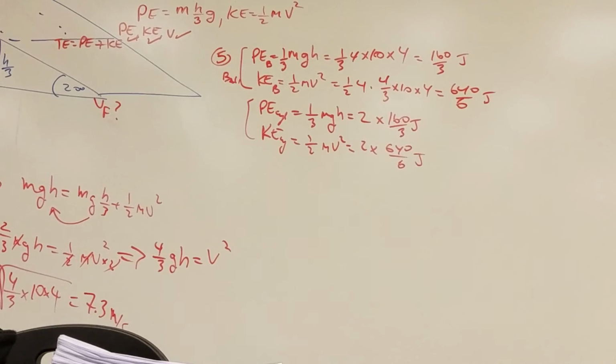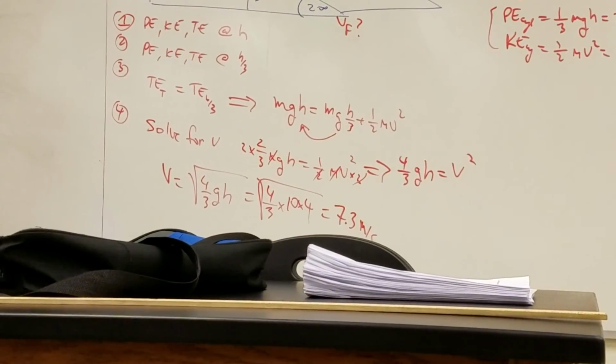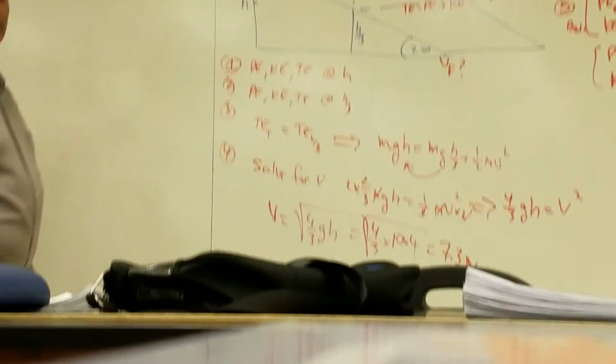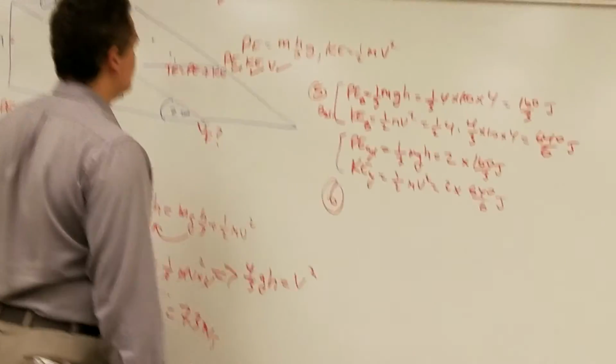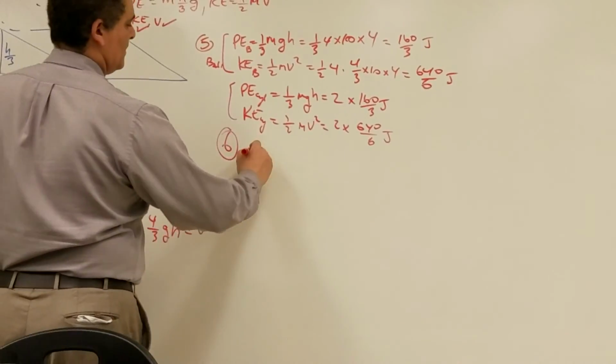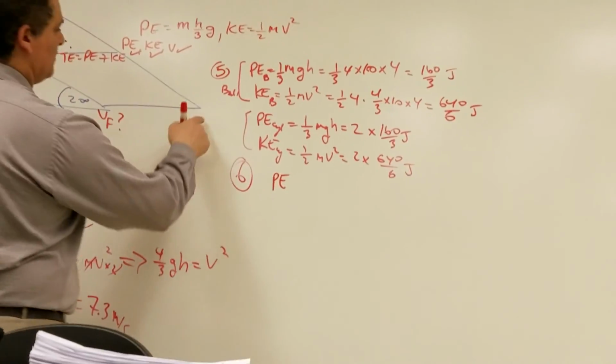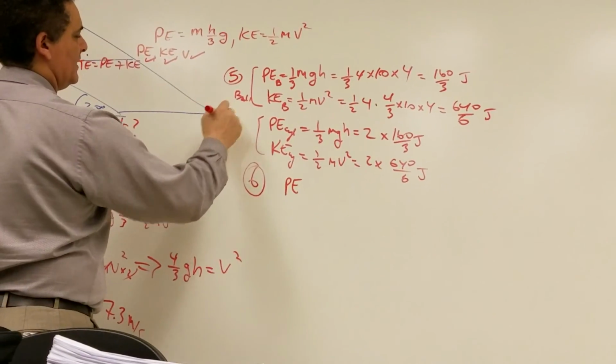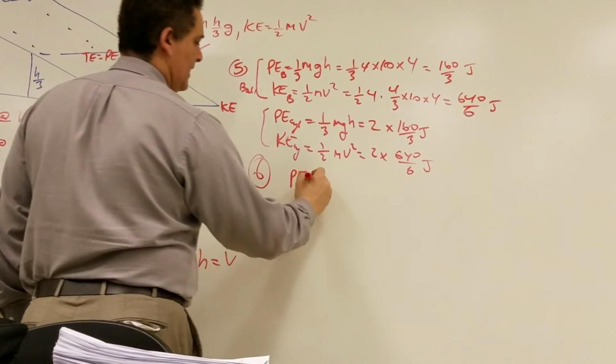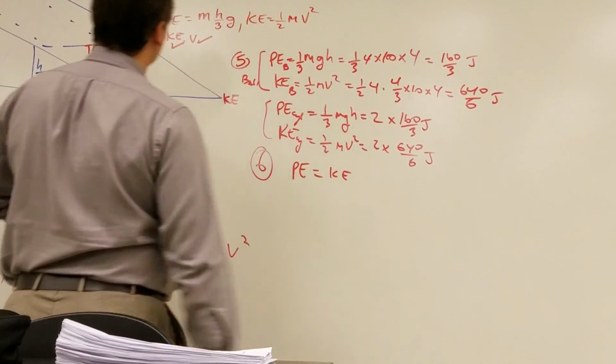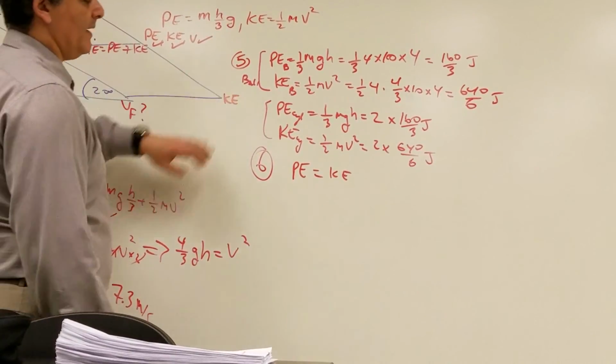Okay, so for part 6, can you see that? Or would it be better over here? So part 6, we have the potential energy here is going to equal the kinetic energy. It's all kinetic here, there's no potential, equals the kinetic energy at the bottom. The total energy at the top equals the total energy at the bottom, right?